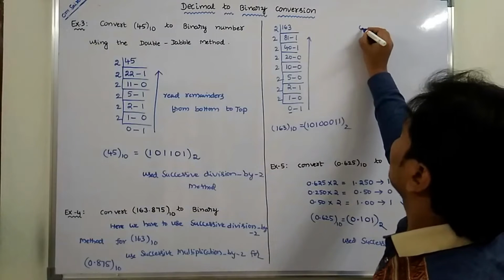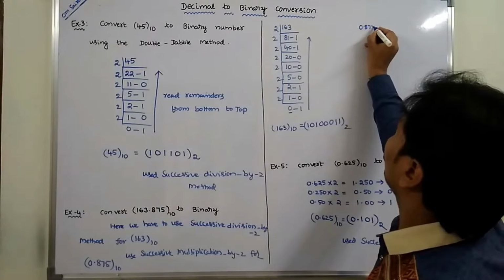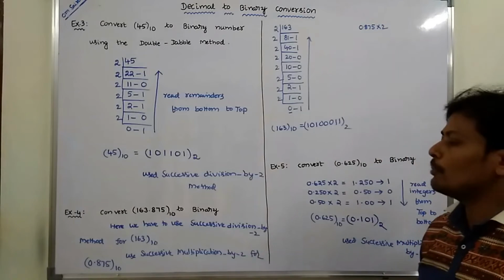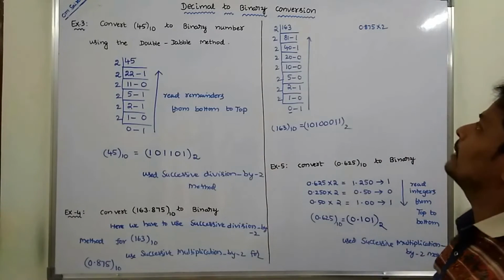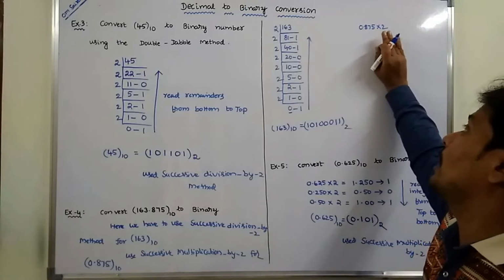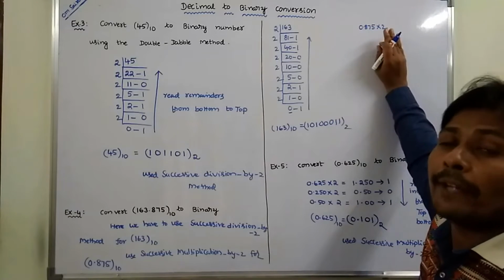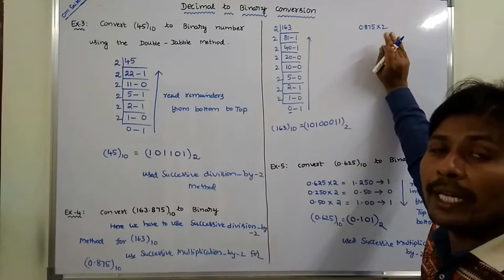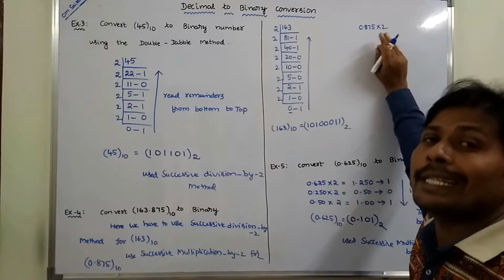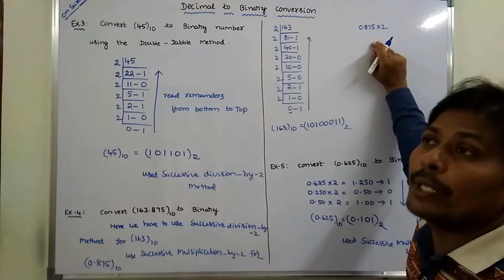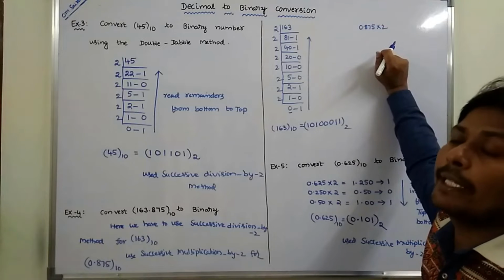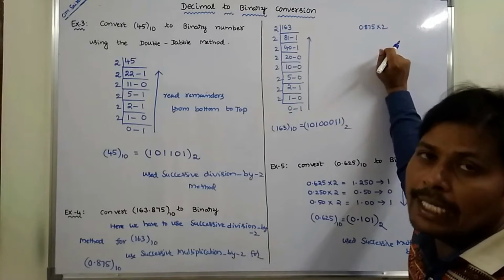Now we take the fraction number 0.875, which is multiplied by 2. In the successive multiplication by 2 method, the given decimal fraction number is multiplied by 2 until the fraction part of the product becomes 0. Whenever the fraction part of the product is 0, we read the integer parts from top to bottom to get the equivalent binary number.